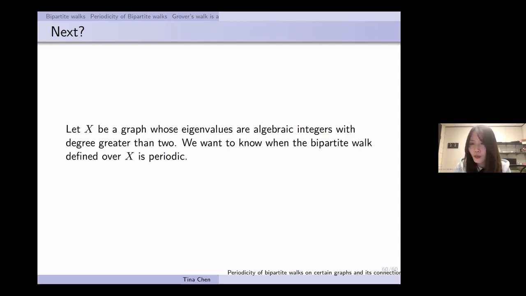So I think it's going to be hard to get a periodicity characterization of discrete walks that has a very nice form, such as the ratio condition. But I think if we throw in more restrictions on the form of the spectrum of the underlying graph, probably we can get something as close to the ratio condition as we can. But at least I think it's possible to push the result of this spectrum to have algebraic integers with degree, say, 3 or greater.